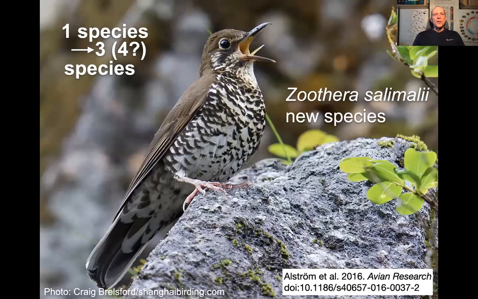So what was previously considered a single species, the plain-backed thrush, is now treated as 3 different species, and it could even be 4 different species. And one of them named in honor of Dr. Salim Ali.